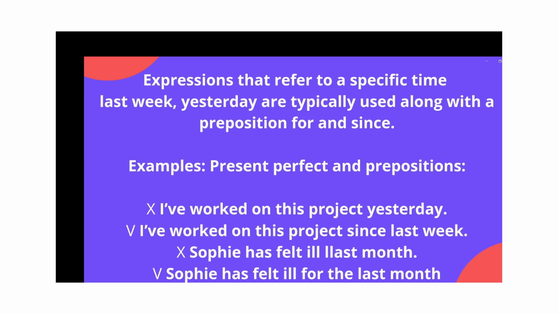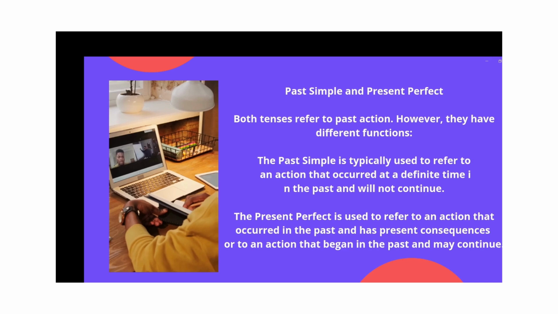Expressions that refer to a specific time, last week, yesterday, are typically used along with prepositions for and since. So we can't say, I've worked on this project yesterday. We can say, I've worked on this project since last week. We can't say, Sophie has felt ill last month, because we have to say, Sophie has felt ill for the last month.